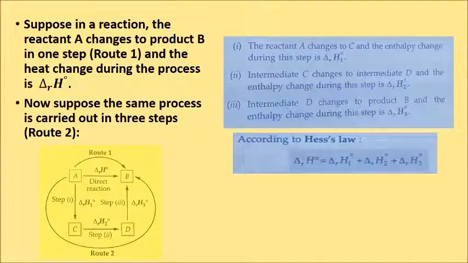According to Hess's law, we write delta H0 R equal to the sum of all three enthalpies of the intermediate reactions. So it will be delta H0 1R plus delta H0 2R plus delta H0 3R. All three enthalpies we add up to get the reaction enthalpy of the reaction. So this is Hess's law. In one step or in three steps, we are getting the same reaction enthalpy.